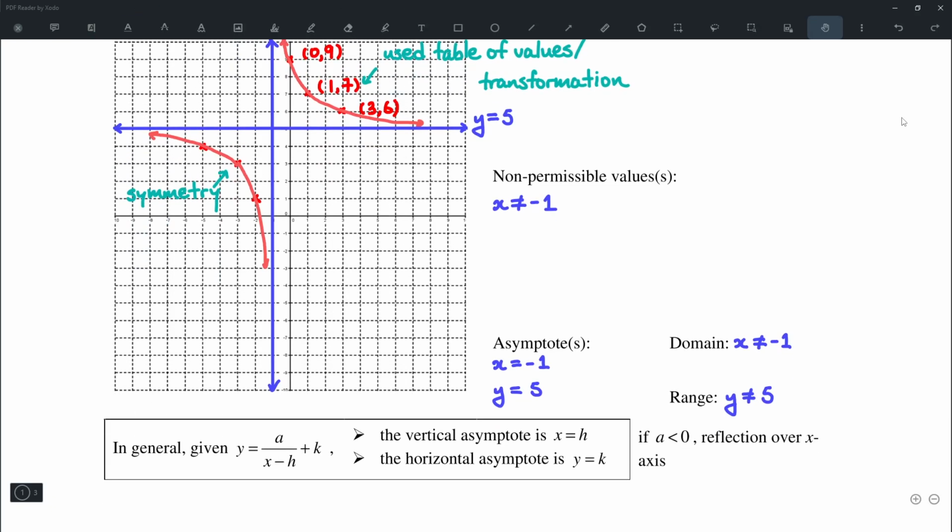So in general, if we're given y equals a over x minus h plus k, then we know that the vertical asymptote is going to be x equal to h, and the horizontal asymptote is y equals k. And a is the vertical stretch, and of course, if a is less than 0, we also have a reflection over the x-axis. Okay, let's continue.